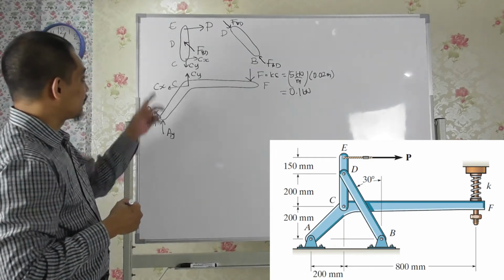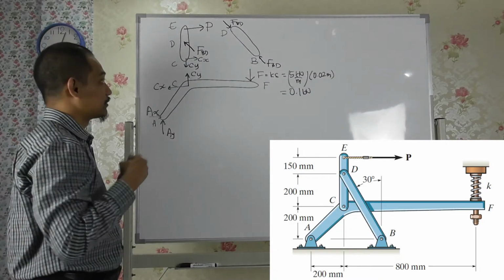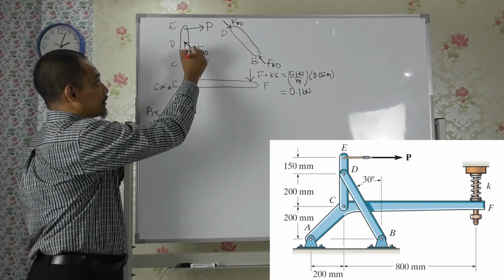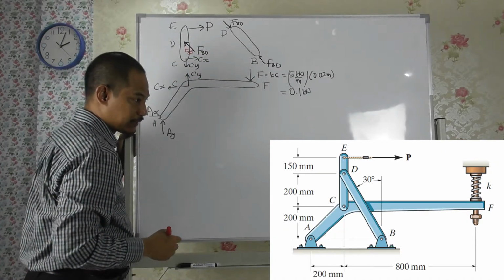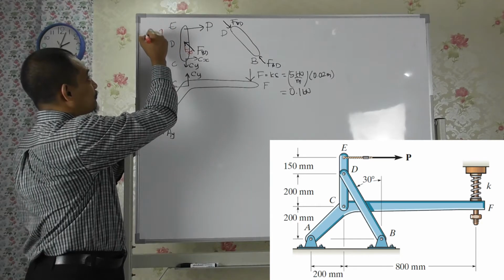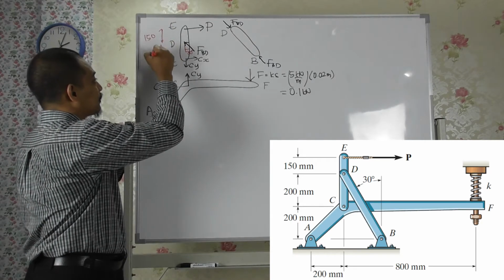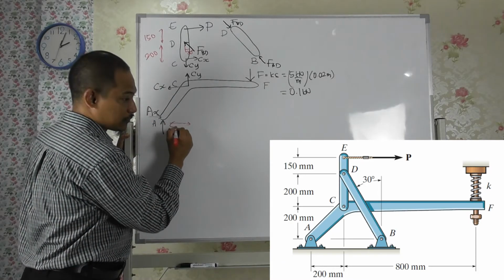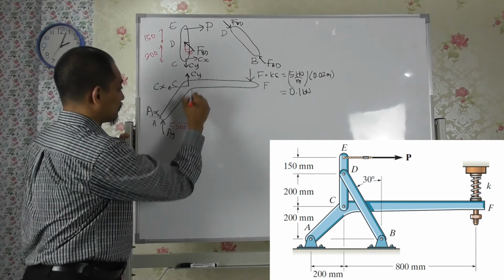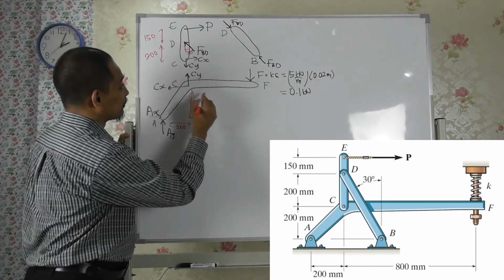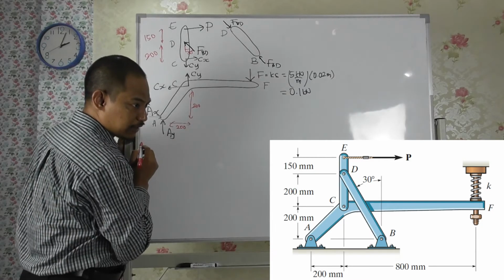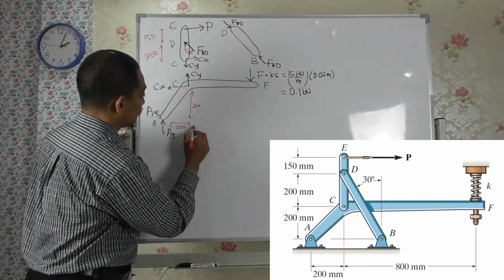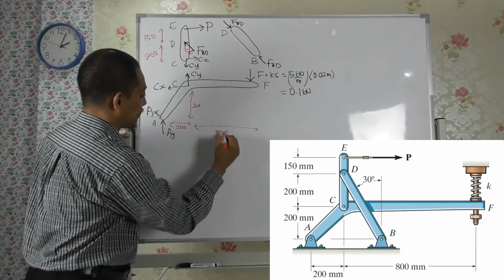So for the free body diagram, of course, you have to have all of the other dimensions, angles, etc. So basically you have 30 degrees here, and then you have 150 millimeter. This is 150 millimeter. This one is 200 millimeter, right? And then this one is 200 millimeter. This one is 200 millimeter, and then this length, 800. Is it 800 from here? Yeah, from here. This is 800 millimeter.